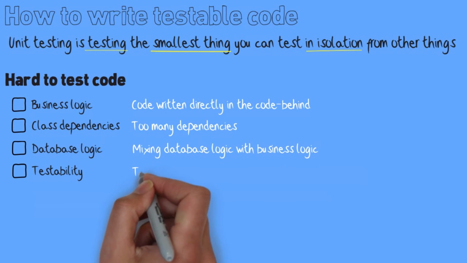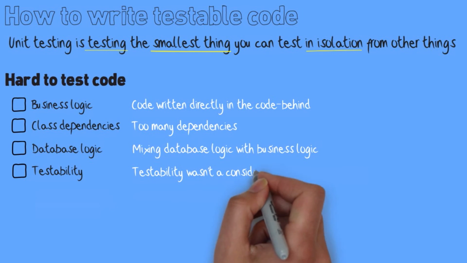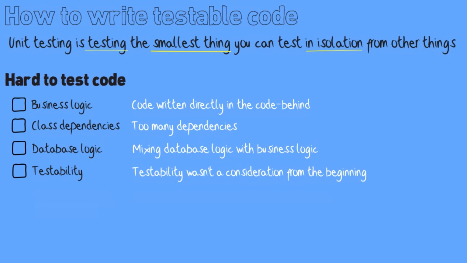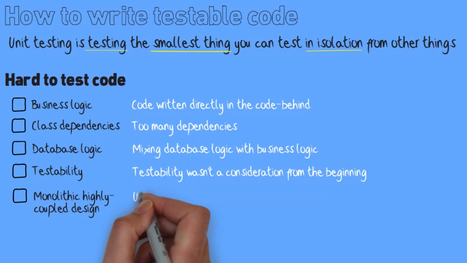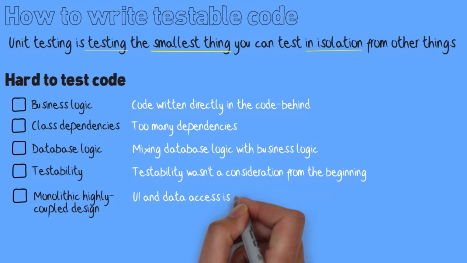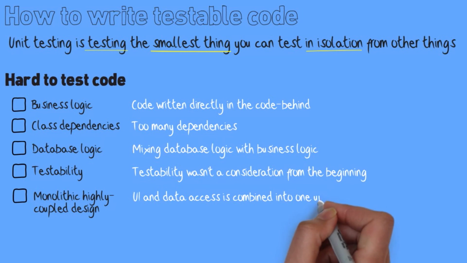Testability. Code where testability wasn't a consideration from the beginning can be hard to test, and refactoring can be necessary to accommodate unit testing. Monolithic highly coupled design. This should be avoided in most circumstances, especially if unit testing is being used. A monolithic highly coupled design is a single-tier self-contained application where UI and data access is combined into one unit.